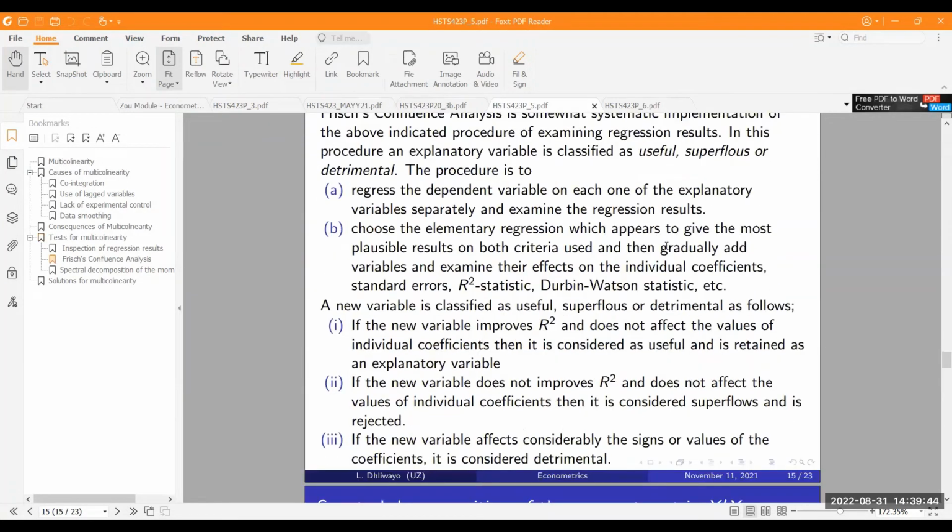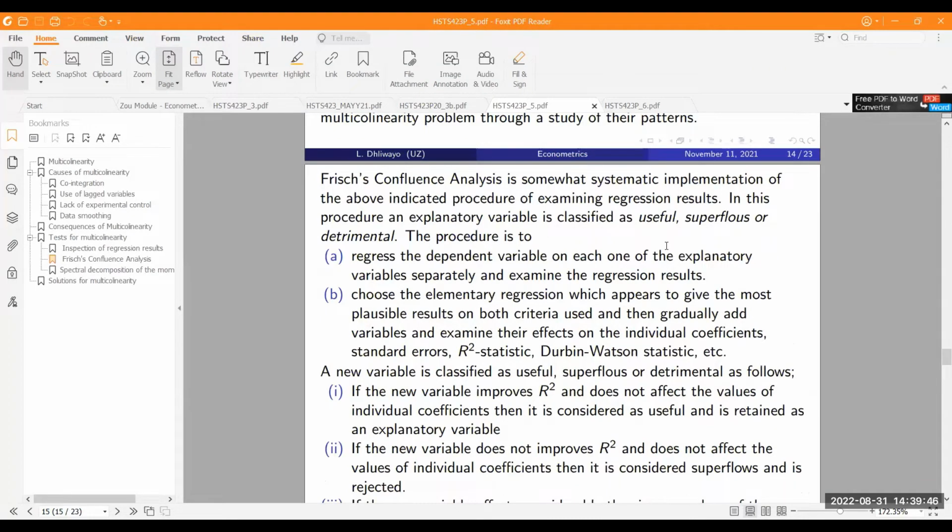Now, the first test is what is called Frisch's confluence analysis. There must be a heading there. I don't know how I missed that one. Frisch's confluence analysis. But this is the description of Frisch's confluence analysis. There must be a heading of Frisch's confluence analysis there. Okay.